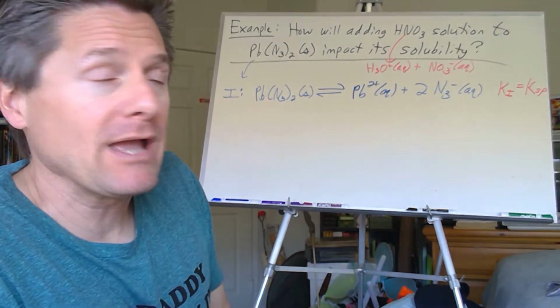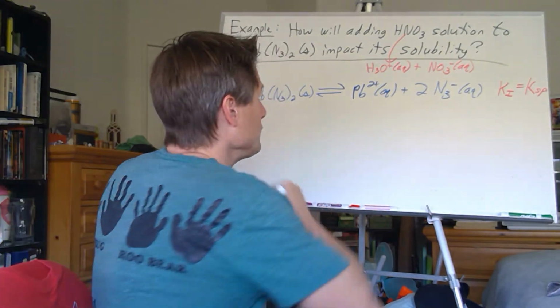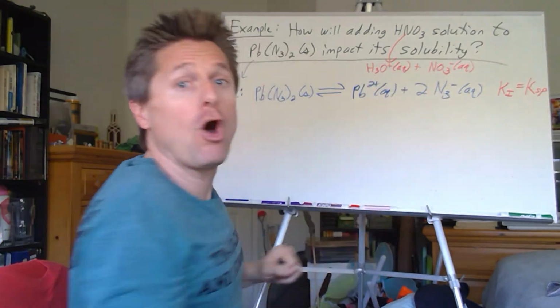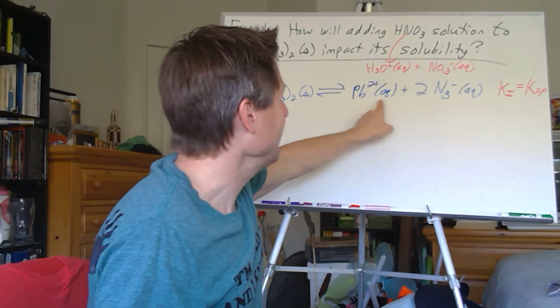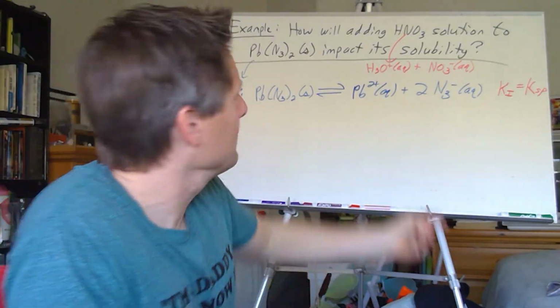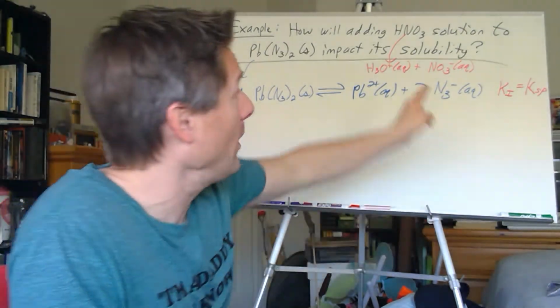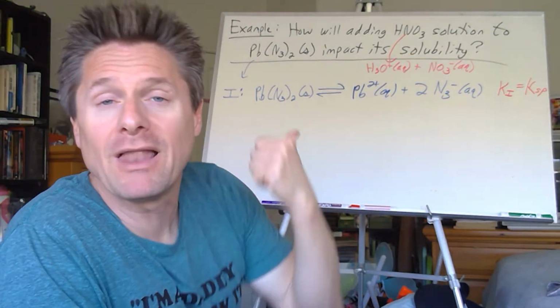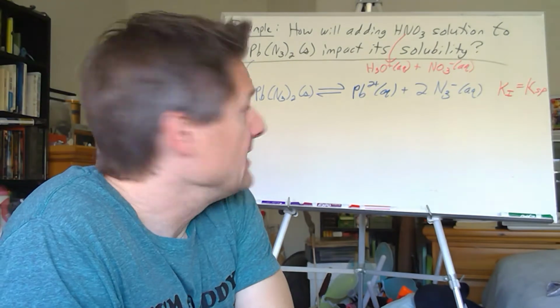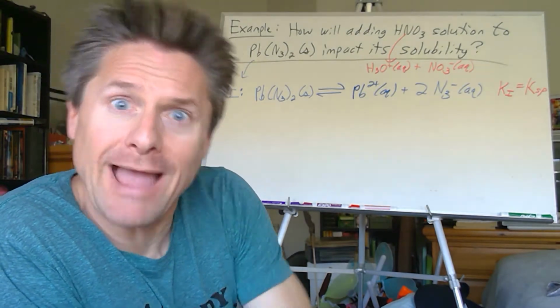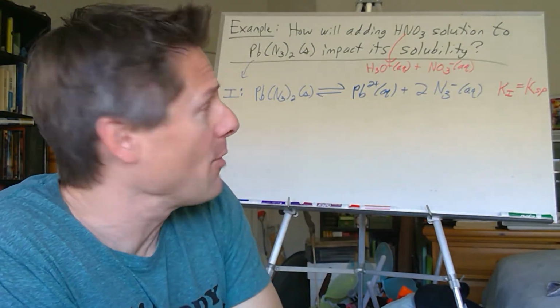Now we have 4 possible combinations. Let's take a look. Are either of these in common? I always look for the common ion first. No, there's no hydronium ion in the equilibrium system. There's no nitrate ion in the equilibrium system, so there's no common ion. If there was, it would increase the common ion and shift left and decrease the solubility. Well, that's not happening in this case. That was in a different video a couple videos ago.